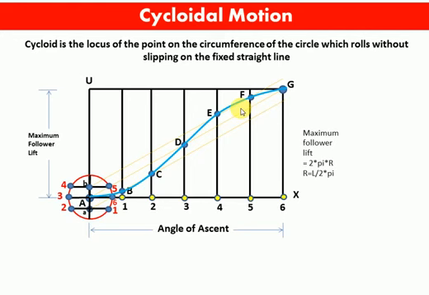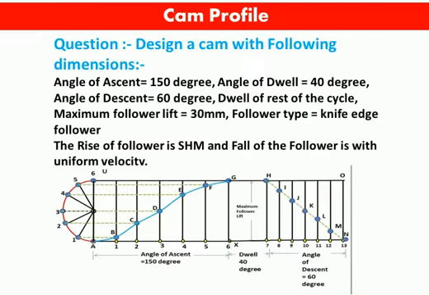So hope you are clear with drawing the displacement curve for uniform velocity, uniform acceleration and retardation, simple harmonic motion and cycloidal motion. Here also, if suppose the angle of ascent is say 60 degrees and we want to get the maximum follower lift at 50 degrees, it will be F5. Clear? So now we'll have a small problem for designing a cam.